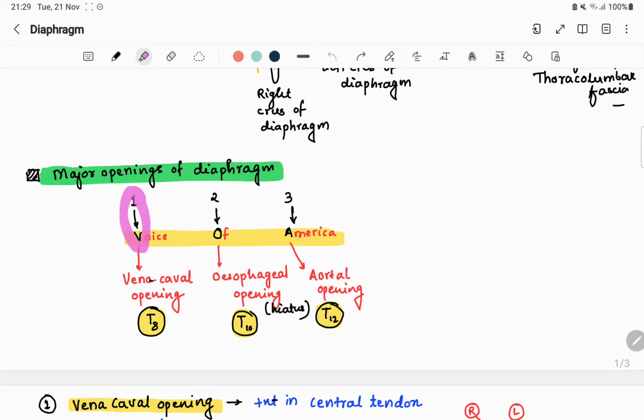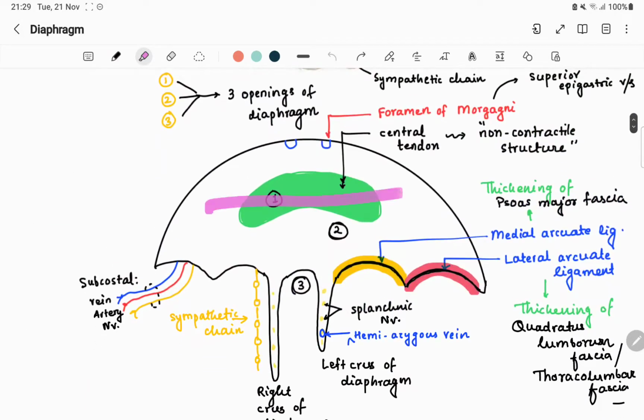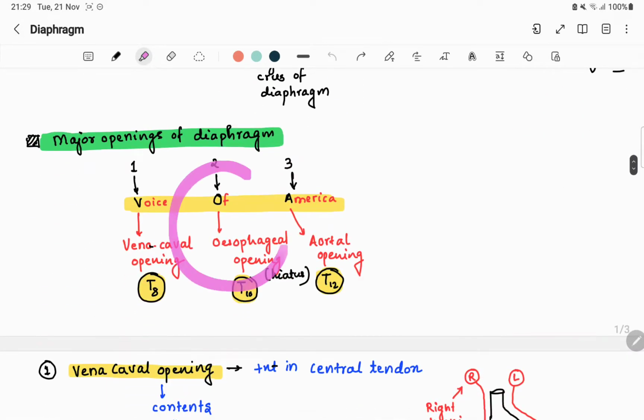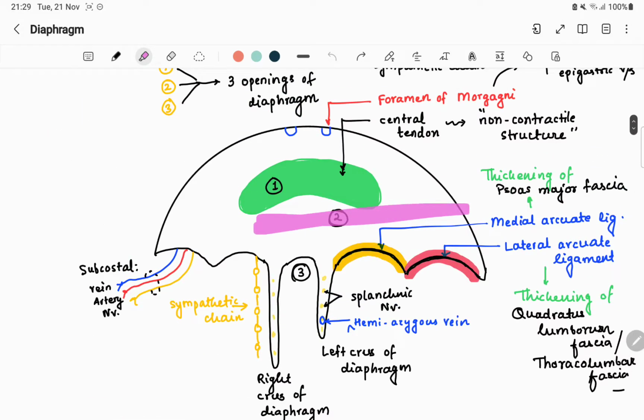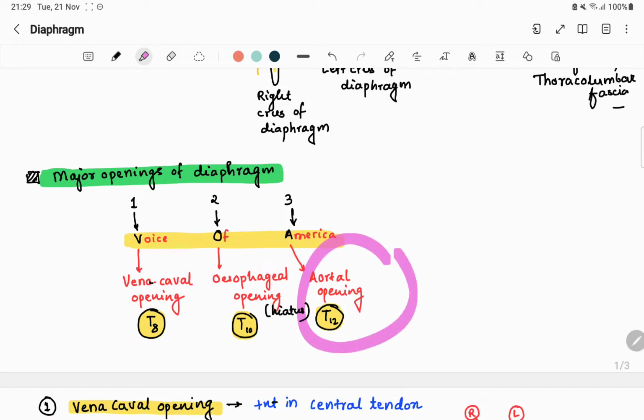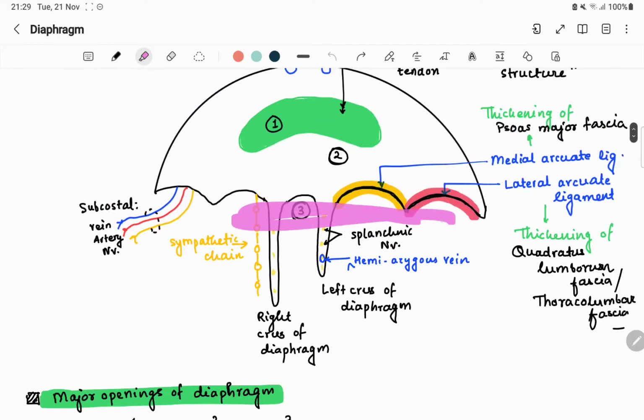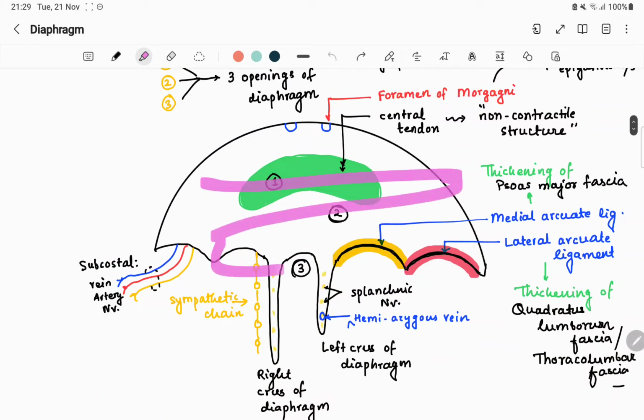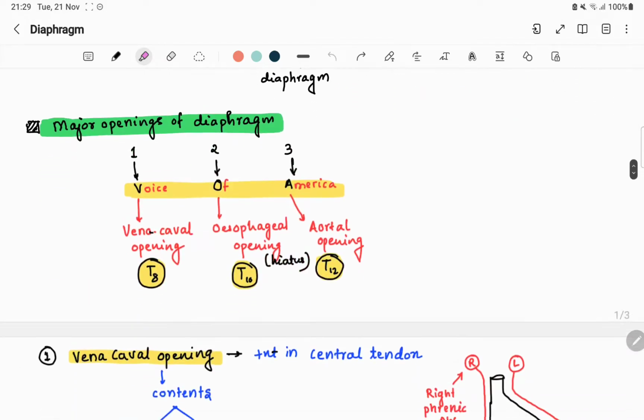Voice of America, where V stands for your vena cava opening. 1 is the vena cava opening at the T8 level. O is the esophageal opening, or your hiatus, which is present at the T10 level. And 3 is the aortic opening, which is present at the T12 level. So T8, T10 and T12 levels. Okay, so that's about openings.